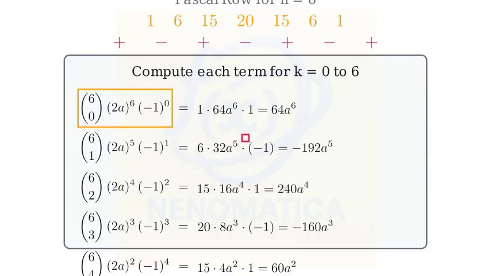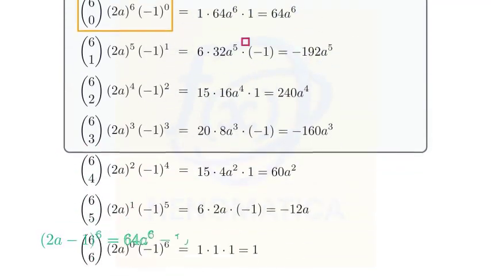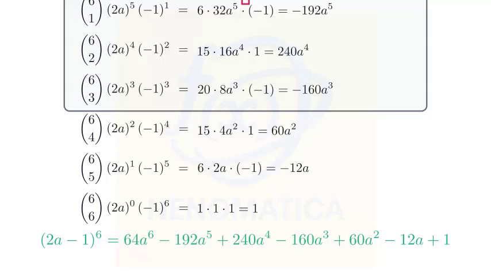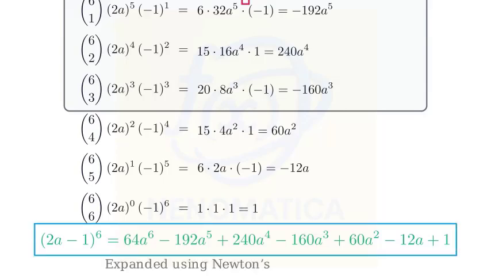Finally, we add all 7 terms together from k equals 0 to 6. The expanded form is 64a to the 6 minus 192a to the 5 plus 240a to the 4 minus 160a cubed plus 60a squared minus 12a plus 1. This is the expansion of (2i minus 1) to the 6th power.